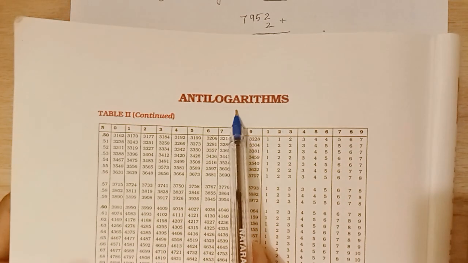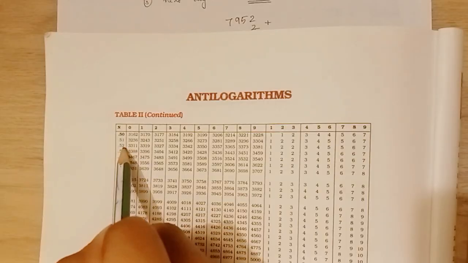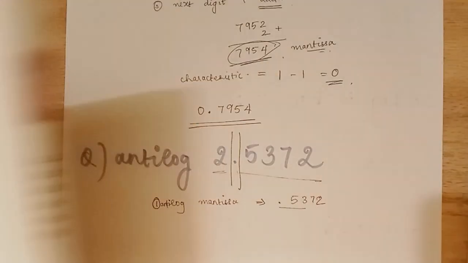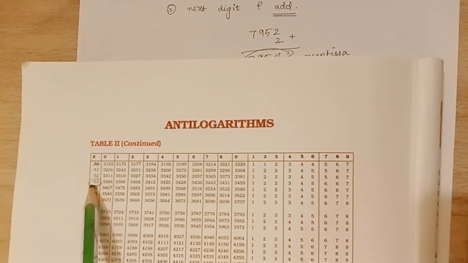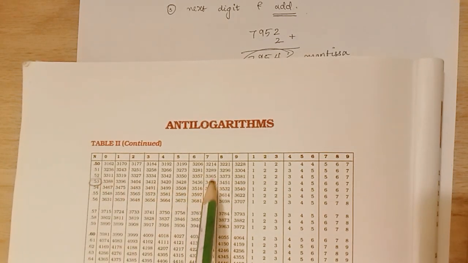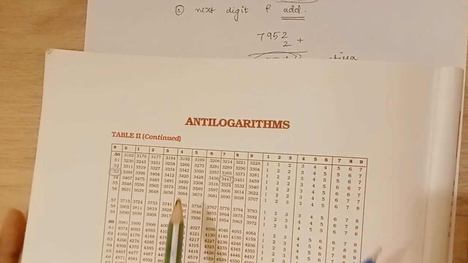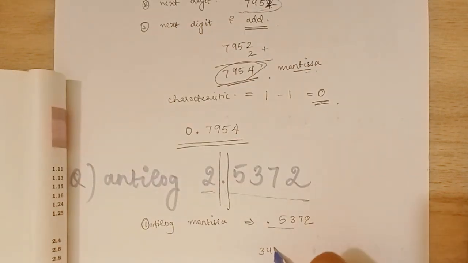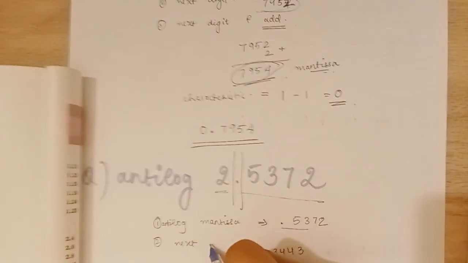Now you look here in the anti-logarithm table for 0.53. 0.53 is over here, right? So we found 0.53. Now what's the next digit? The next digit is 7. So you look for the number 7, that is the 7th column from 53. That is 4, 5, 6, 7. So the value we got is 3443. So you write that down. So the value is 3443.